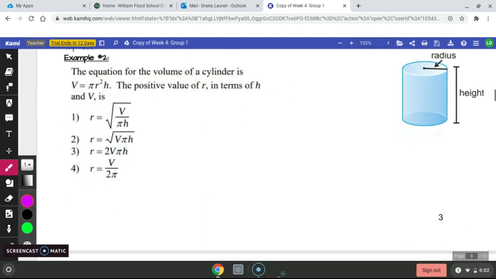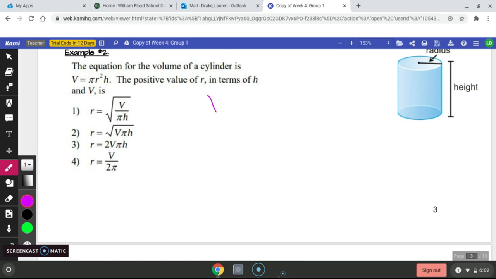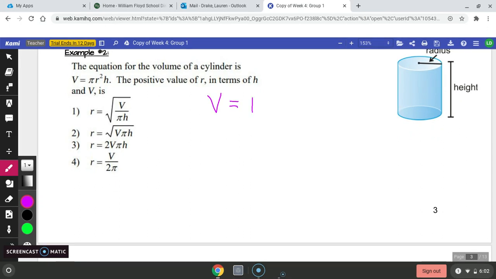Let's move up a little bit so I have more room to write. Okay, so I have v equals pi r squared h. So that means pi times the radius squared times h. Okay, so I'm solving for the positive value of r. So I'm trying to get the r by itself. So what do I need to get rid of that's over here with the r? Let's see. I have a pi symbol, I have an exponent of 2, and I have an h.